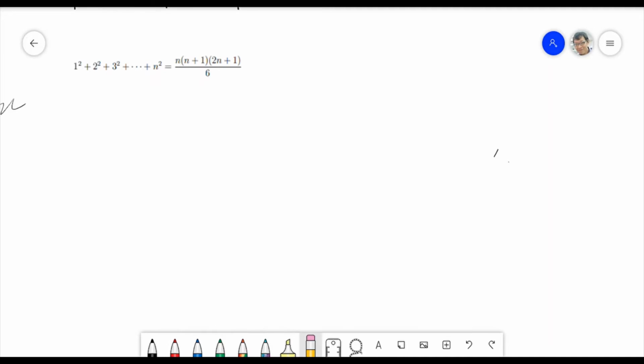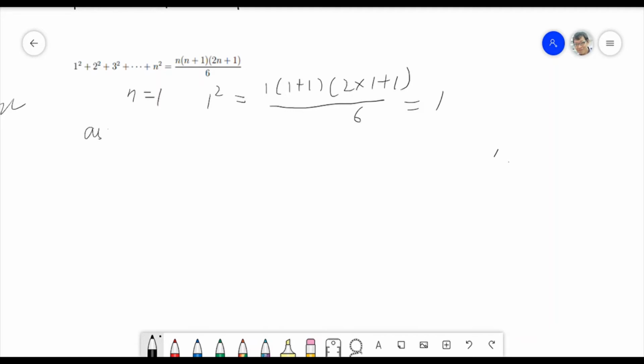The first step, we choose n equals 1. Okay, so with n equals 1 the left side is 1 square. Let's see if it's equal to the right side. So n equals 1, and 1 plus 1, then 2 times 1 plus 1, divided by 6, is exactly equal to 1. Am I right?